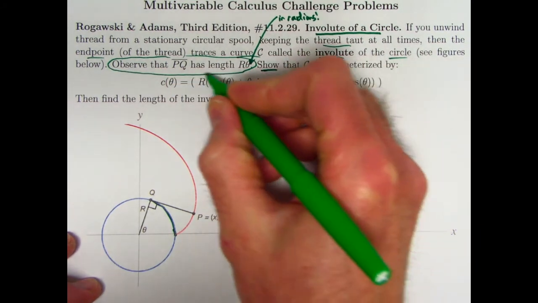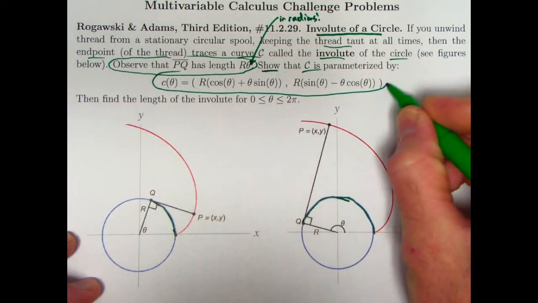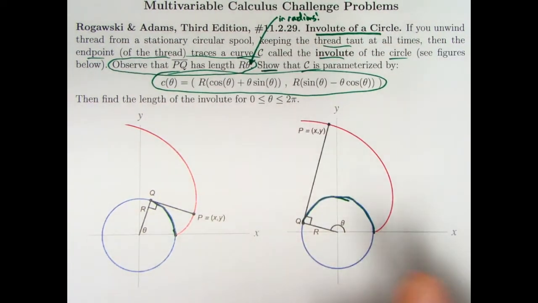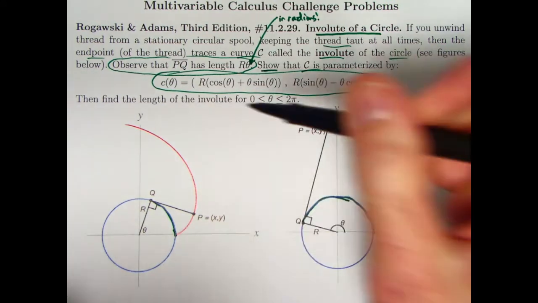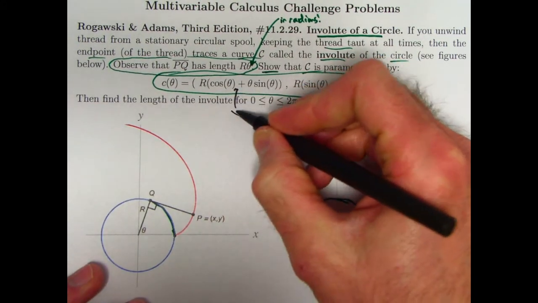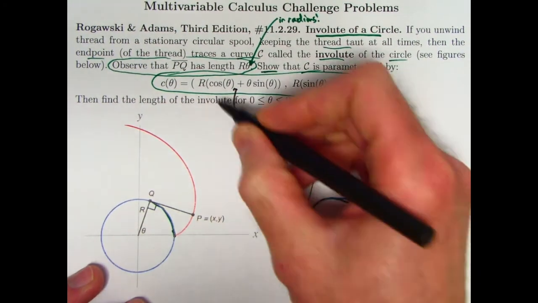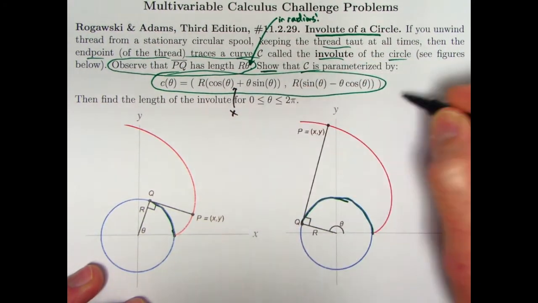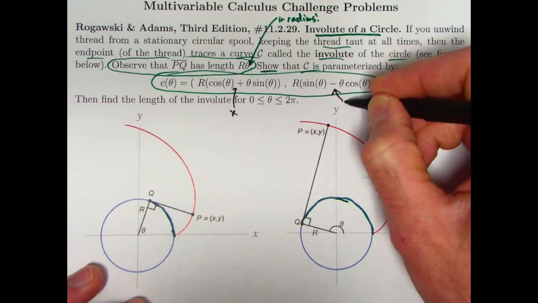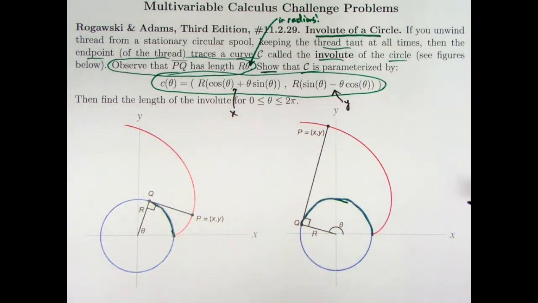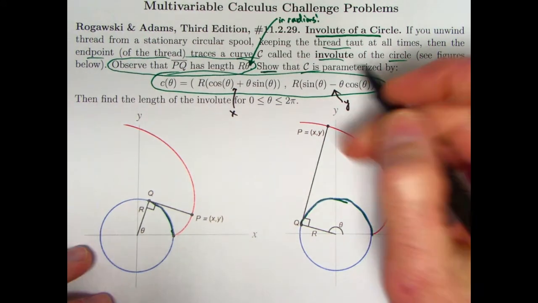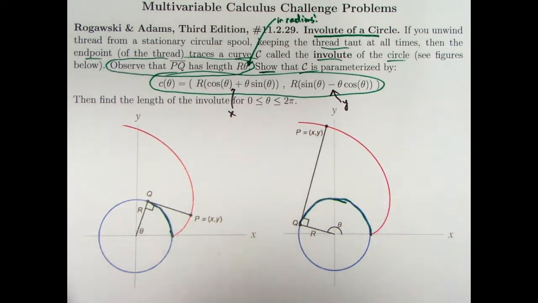Show that C is parameterized by these equations here. Well, this one equation, C of theta, gives you the parametric curve, but each coordinate of C could be thought of as an equation. X equals r times, in parentheses, cos theta plus theta sine theta, and y equals r times, in parentheses, sine theta minus theta cos theta. That derivation is going to take up the bulk of our time.